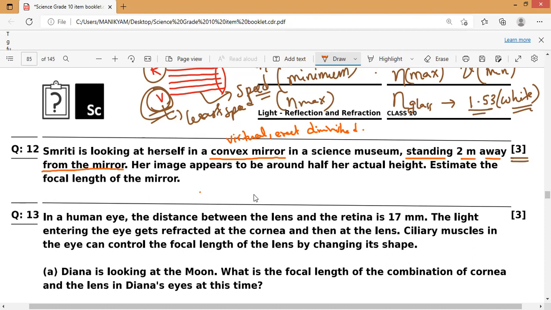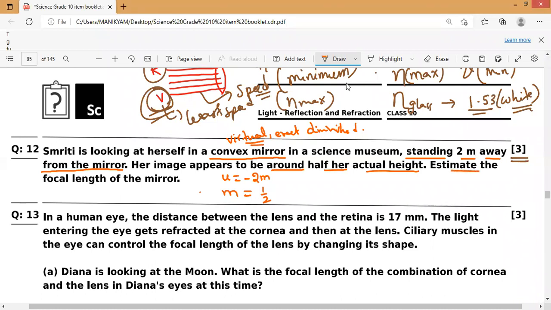Standing 2 meters away from the mirror means what is the object distance? Minus 2 meters. Her image appears to be around half of her actual height, which means what is the magnification? 1 by 2. Plus or minus? Plus. Why? Because it is a convex mirror, which gives a virtual image. So magnification is always positive.